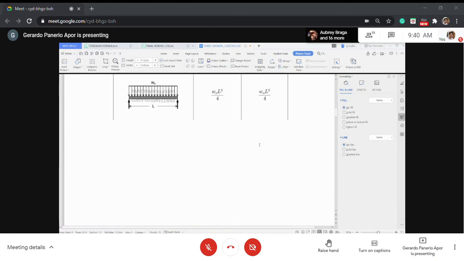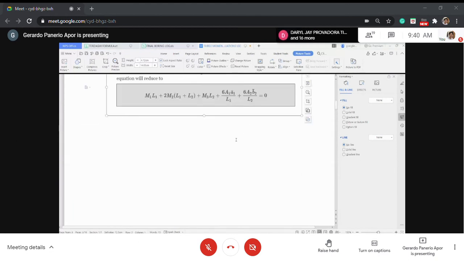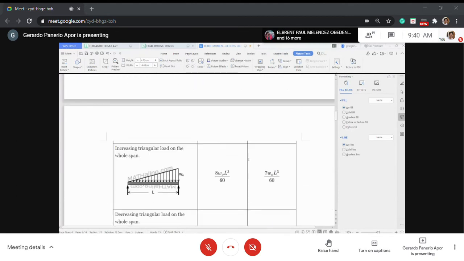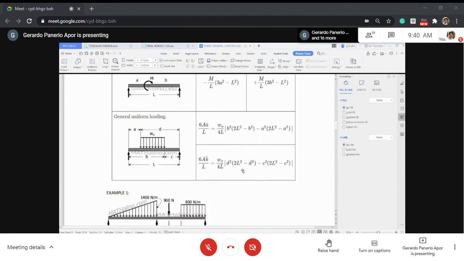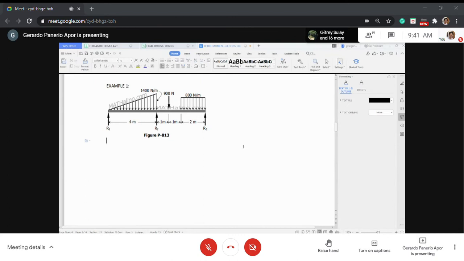This is the three-moment equation class. We just use this equation, and it's easier to use. So we solve a certain problem. I have an example here. Let us say this example.